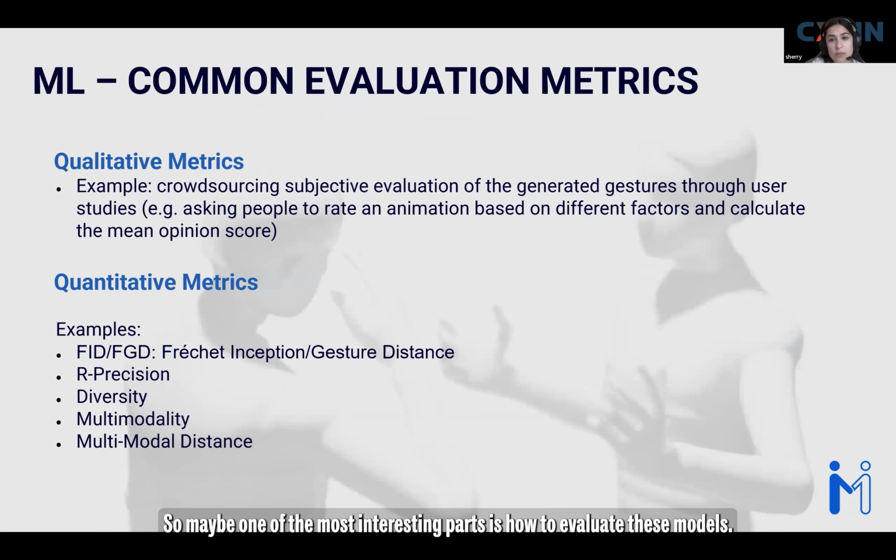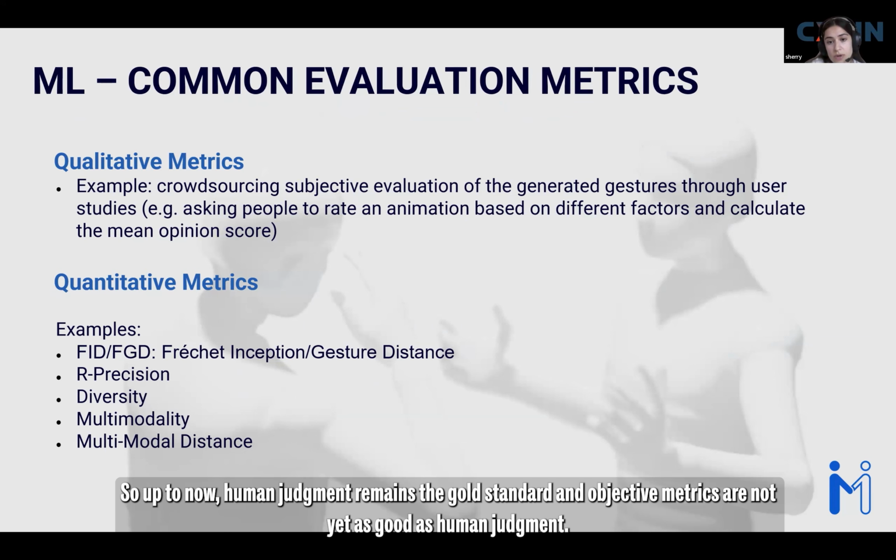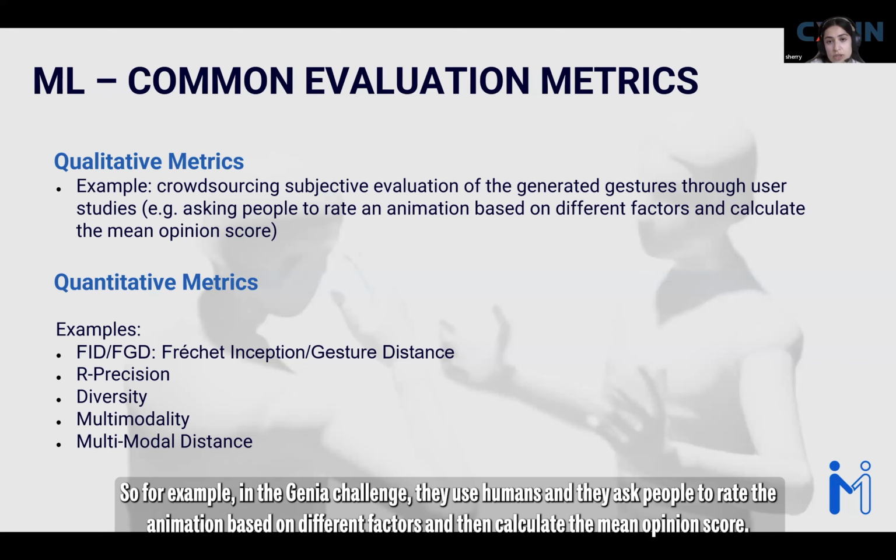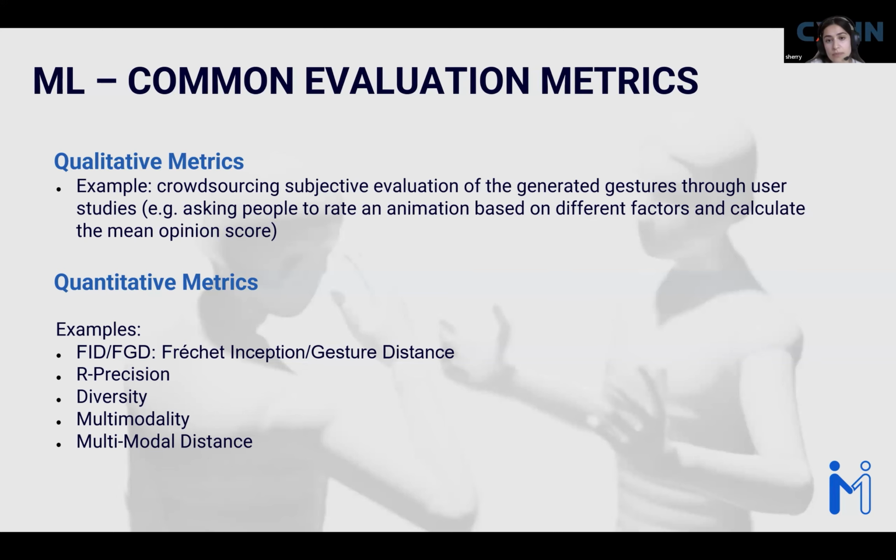So maybe one of the most interesting parts is how to evaluate these models. Let's assume that we have a generative model that can generate motions. How can we evaluate it? Up to now, human judgment remains the gold standard, and objective metrics are not yet as good as human judgment. For example, in the GENEA challenge, they use humans and ask people to rate the animation based on different factors and then calculate the mean opinion score.